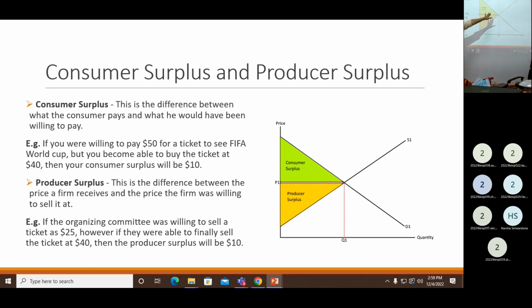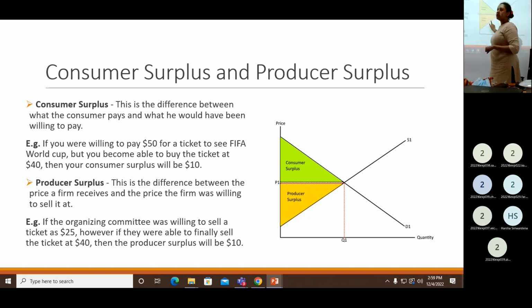Is that clear? So consumer surplus, if you have to color the area, is always below the demand curve, above the price line. That area, that triangle, is called consumer surplus. You're making that saving for every quantity you purchase. For the quantity you purchase, you're making that saving. That is called consumer surplus. On the other hand, producer surplus.